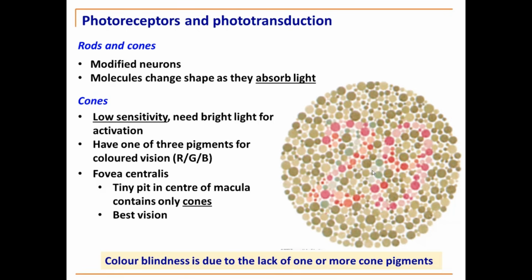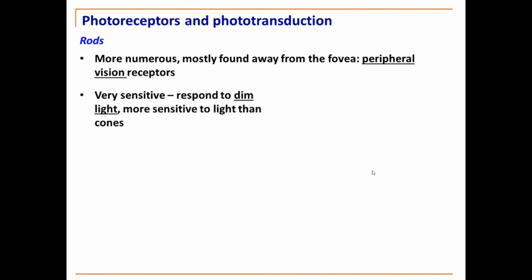So, rods are much more numerous than the cones. They're mainly found away from the fovea. If you remember, in the fovea, we've got loads and loads of cones for that best vision. And so therefore, rods are involved more in that peripheral vision. They're very sensitive and they respond to very dim light. So therefore, they're more sensitive to light than the cones.